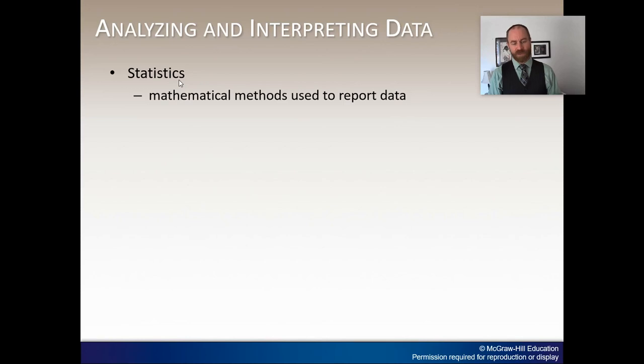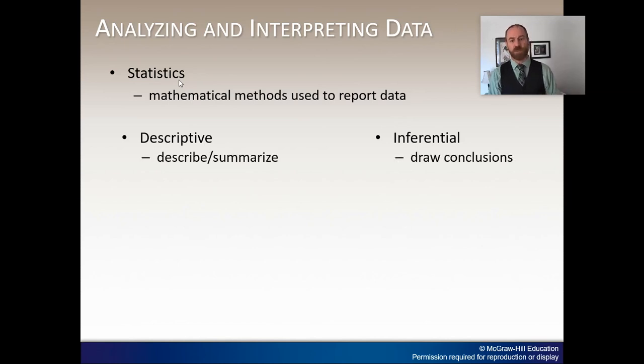Statistics. Now, if you're like me, you just threw up in your mouth a little when I said that word. But it's really not that bad. First, we have two types of statistics, descriptive and inferential. Descriptive, which, surprise, surprise, describes or summarizes data, and inferential that allows us to draw conclusions.